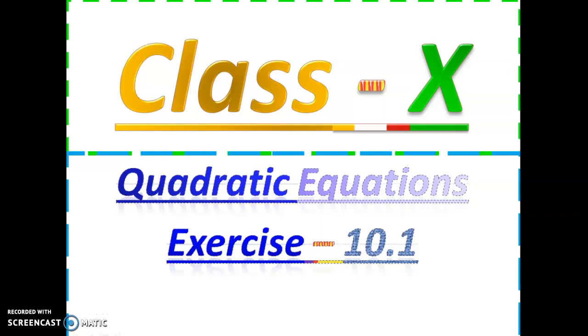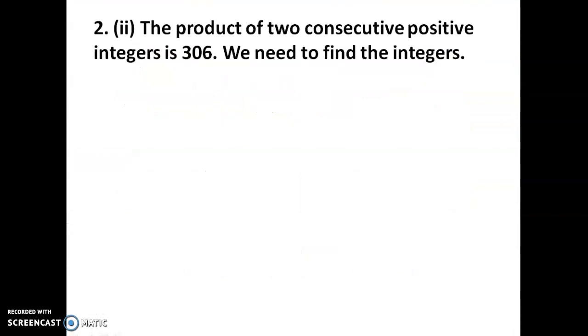Hello students, let's solve exercise 10.1 in this video. Second problem, second subdivision. The product of two consecutive positive integers is 306. We need to find the integers.